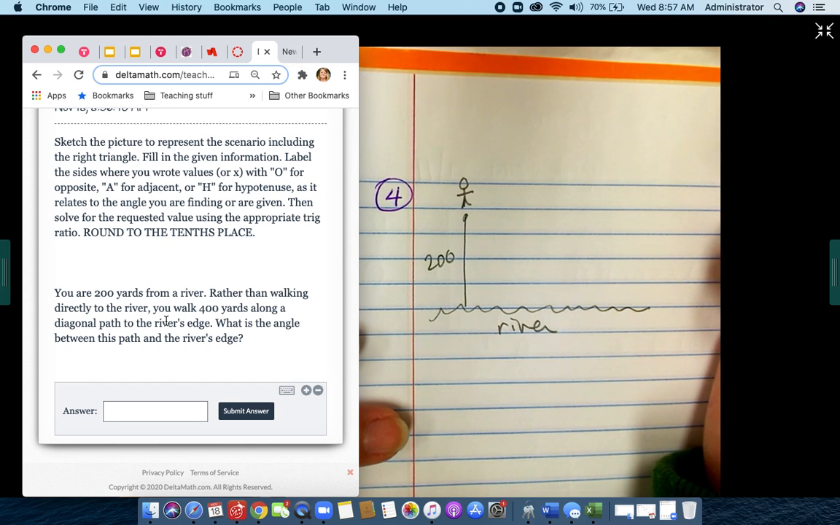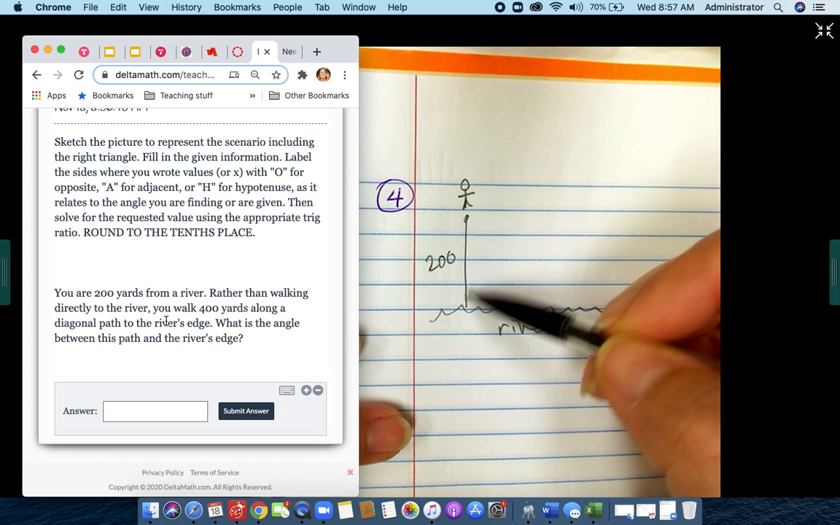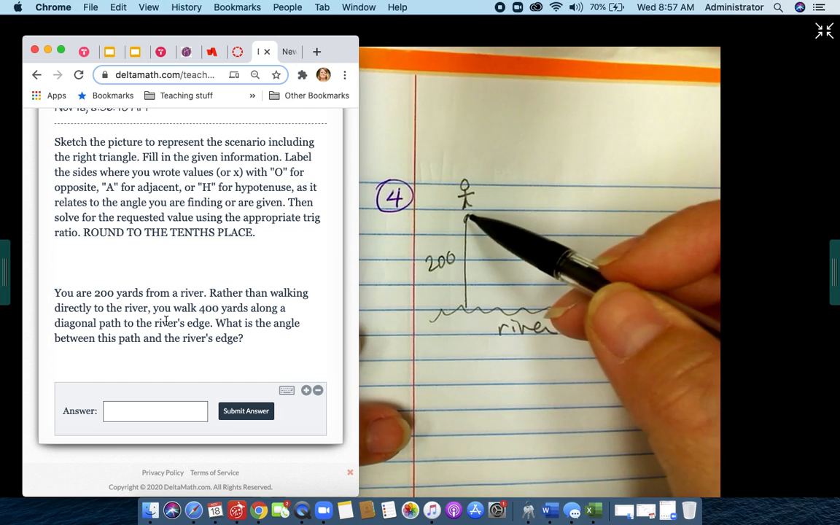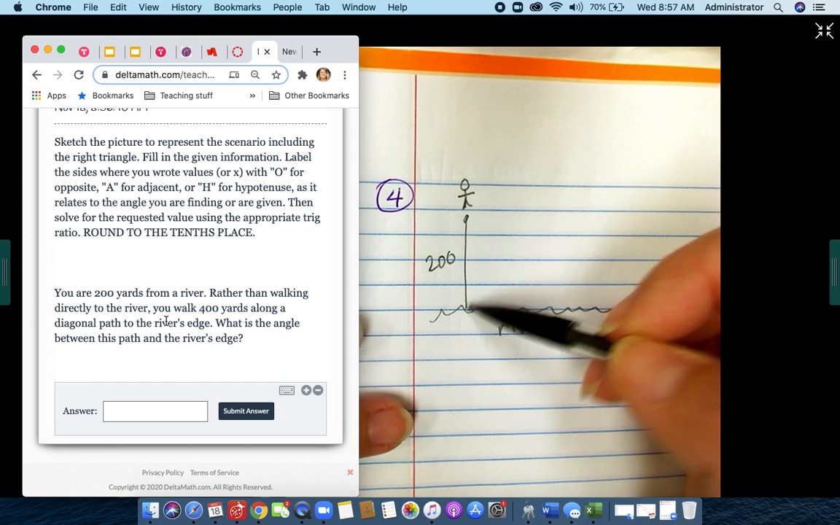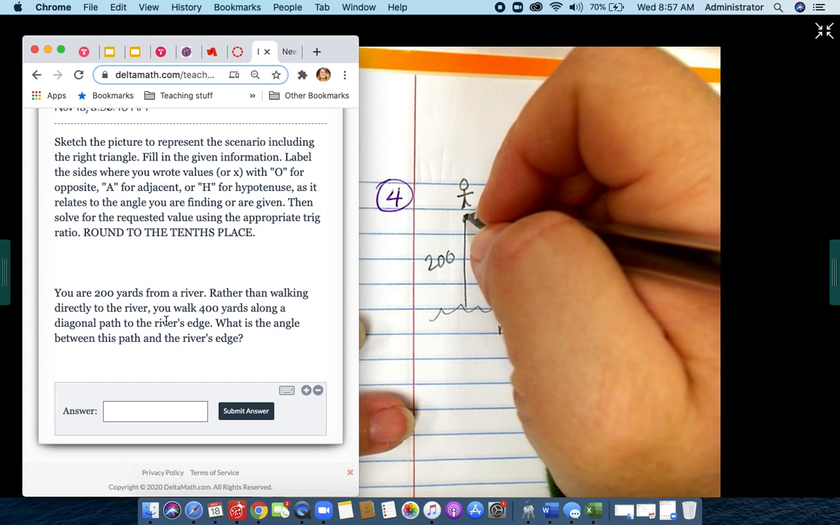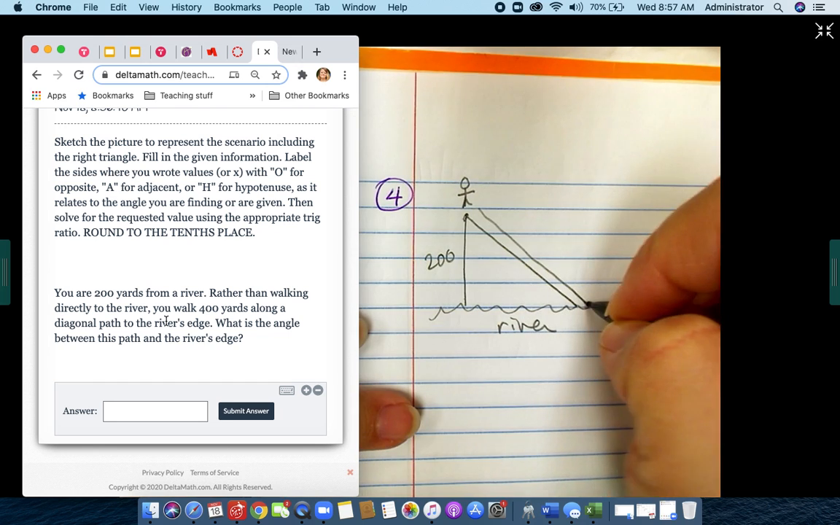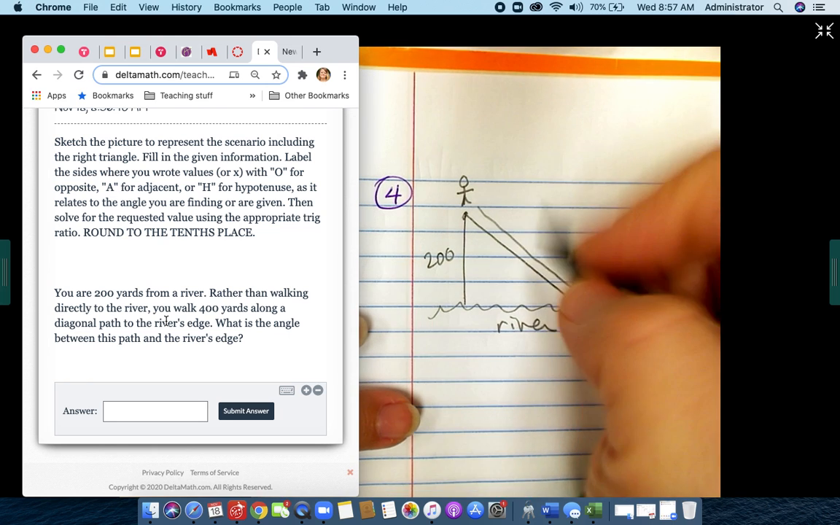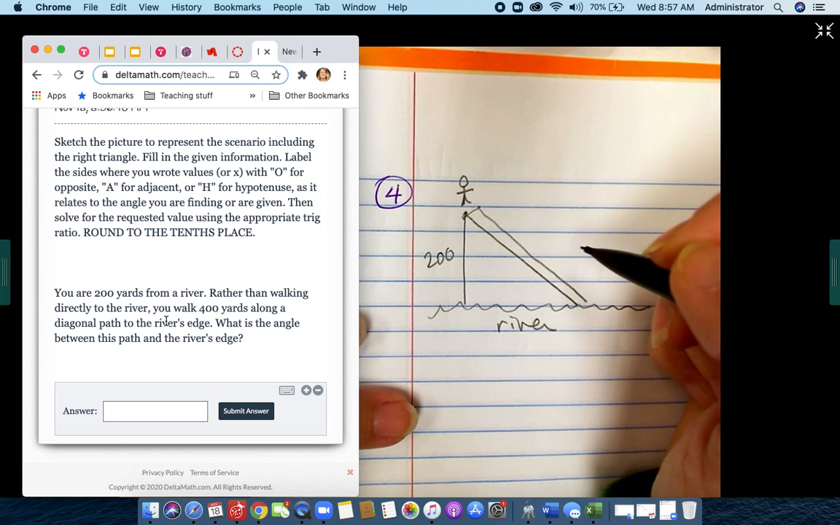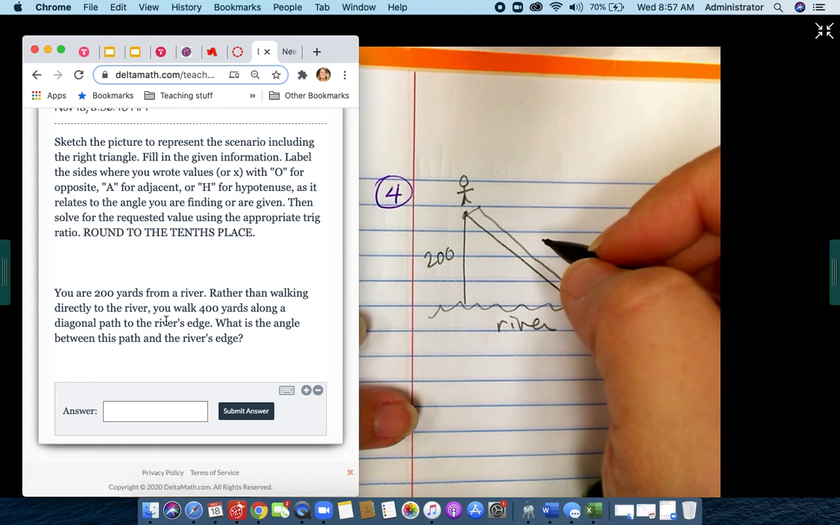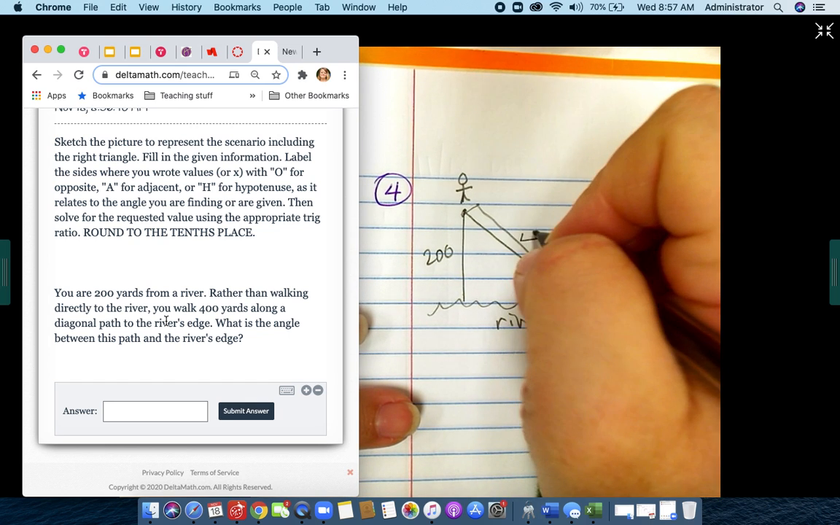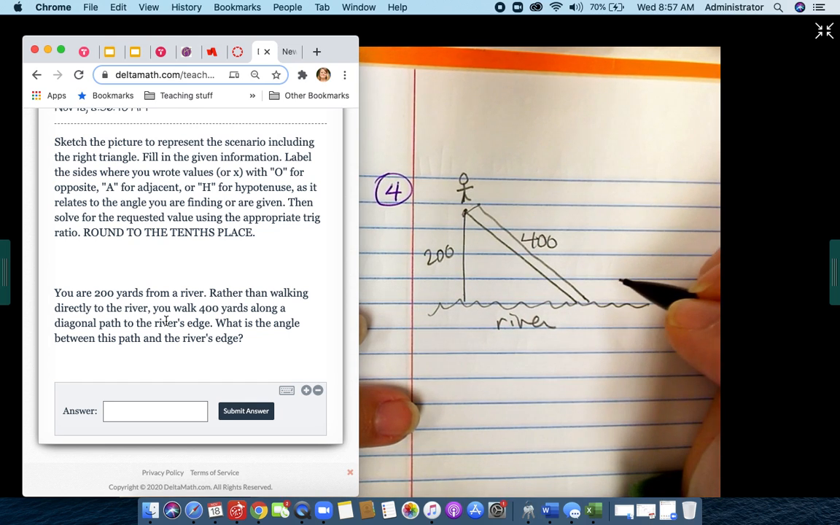But it says rather than walking directly to the river, which would be perpendicular here, like the shortest distance, you're going to walk along a diagonal path. So you're going to walk down this diagonal path instead, and imagine this being like a sidewalk. This sidewalk is 400 yards to get to the river.